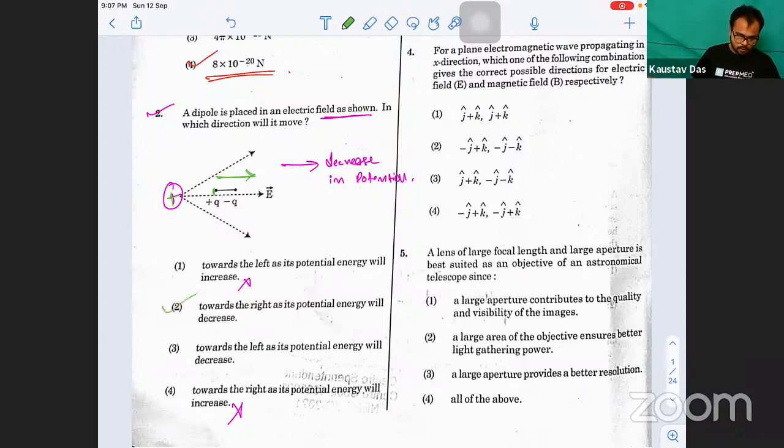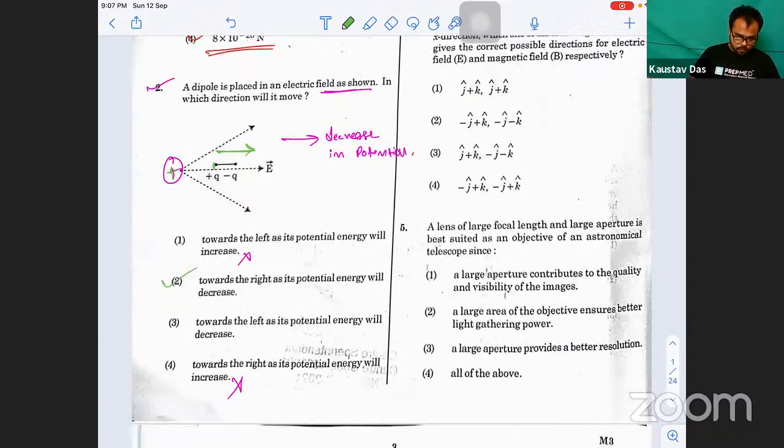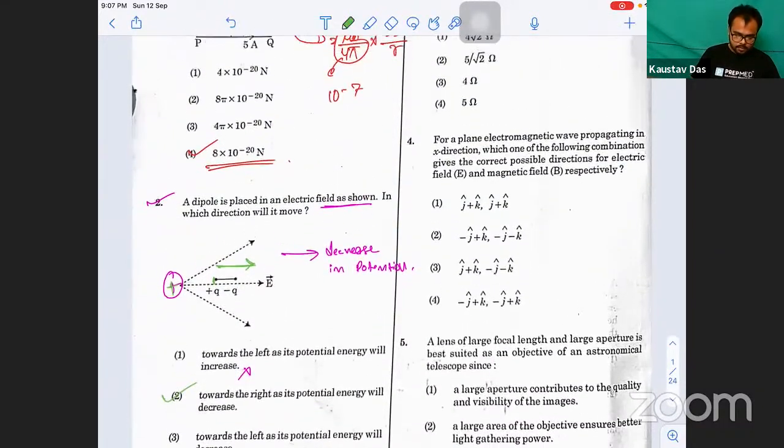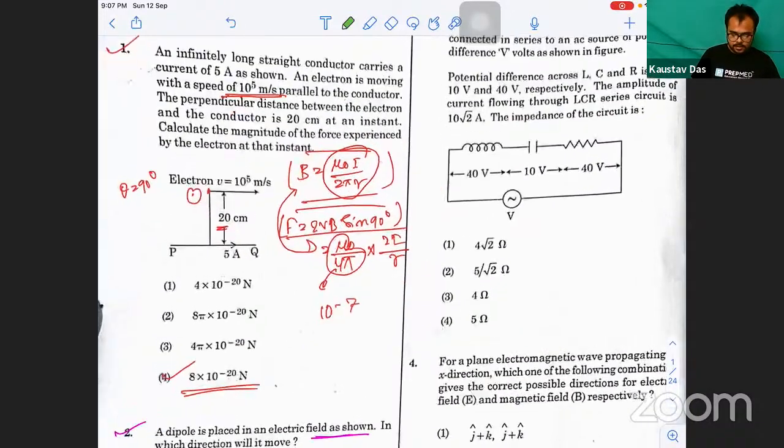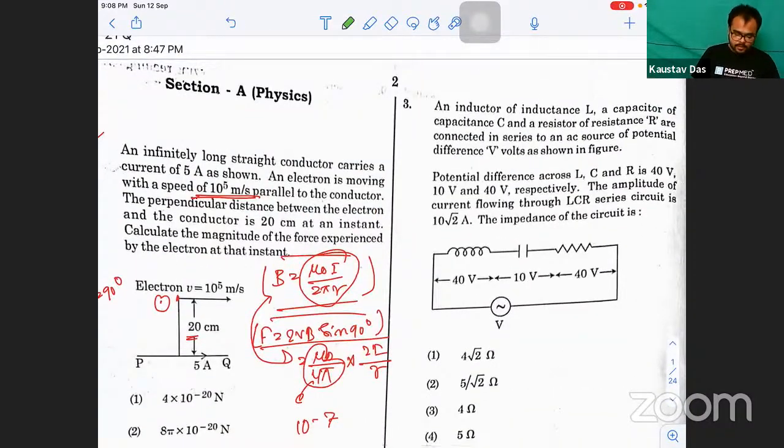So here we come with option number 2 is the correct answer. Okay. Now let us go towards the question number 3. Let's see what we have in question number 3. Yes, it's an LCR circuit. It is an LCR circuit.